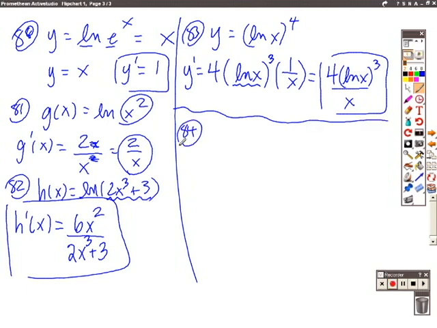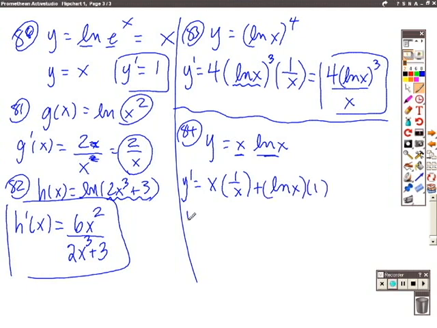84. In number 84, we have y equal x ln of x. And that is a product. Be careful, it's easy to overlook that because it looks like it's all kind of together, but it is a product. This is my first and this is my second function. So here we go, the product rule. First times the derivative of the second plus the second times the derivative of the first. Cleaning that up gives me this x divides out with this x, and I have 1, don't forget the 1, plus ln of x as my final answer.